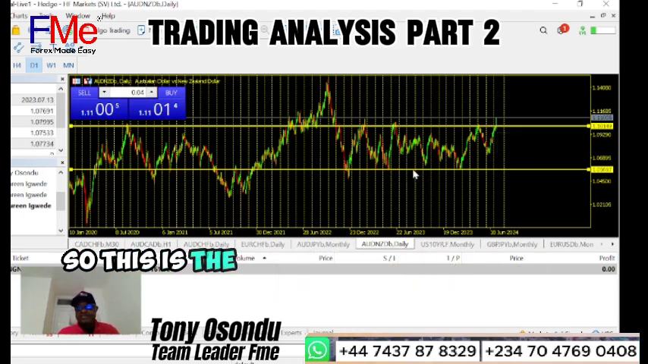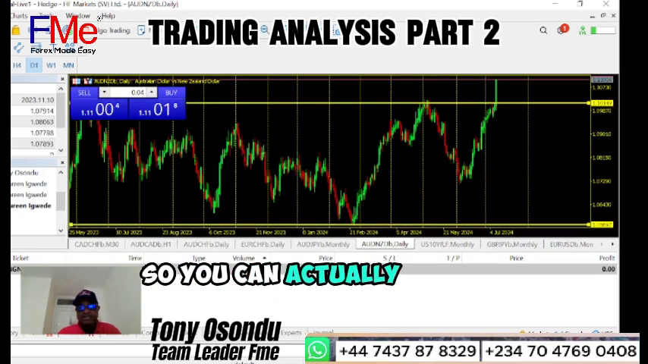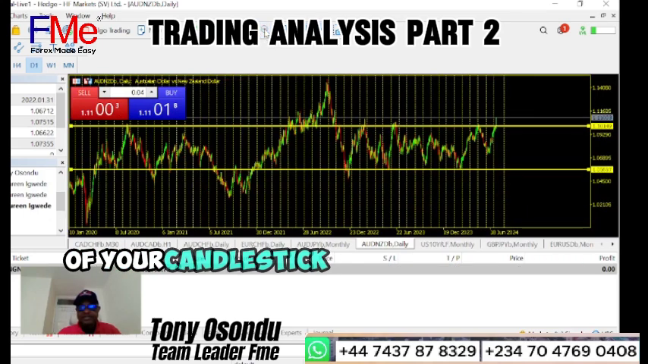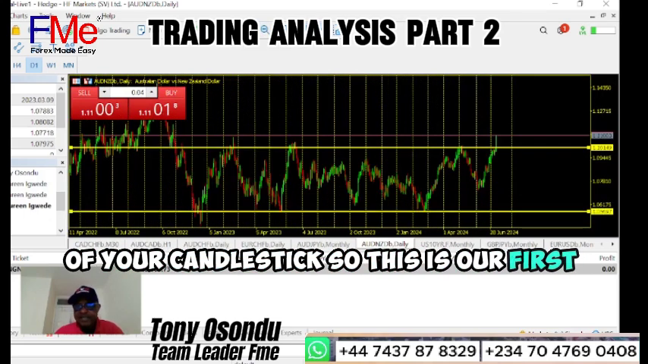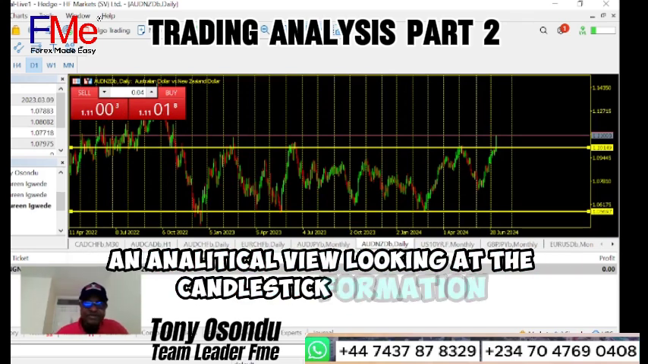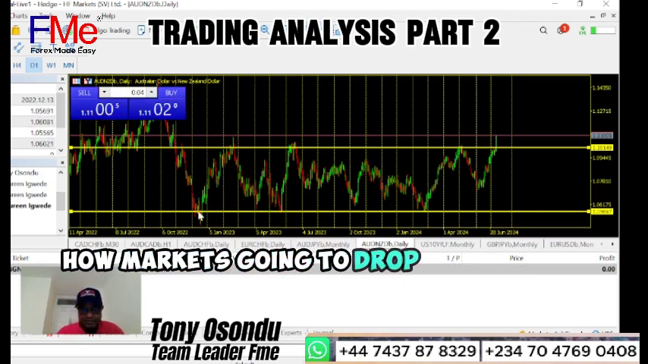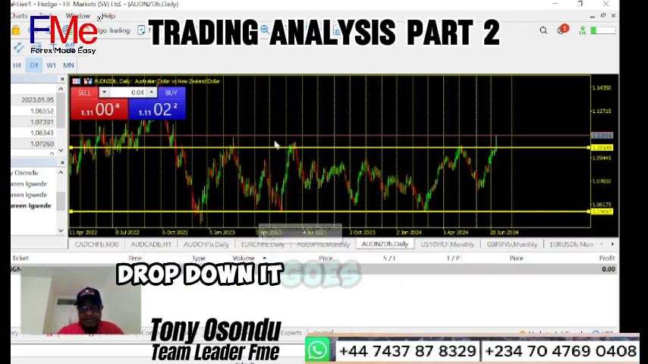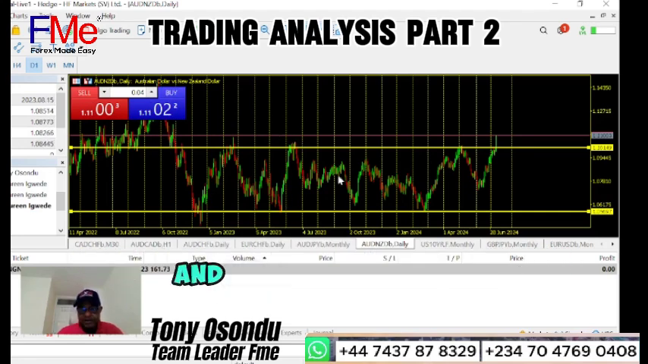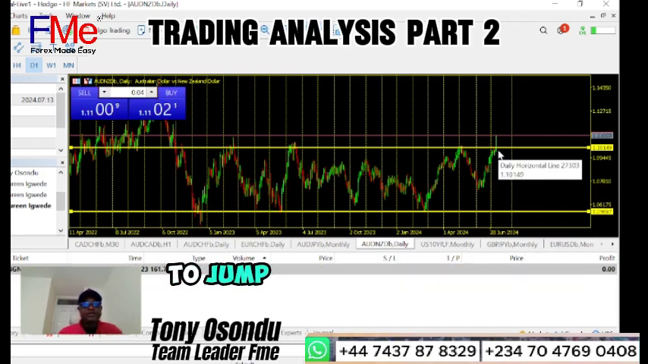So this is the beginning of our practical analysis. You can zoom in and then zoom out and have a clear view of your candlesticks. So this is our first analytical view, looking at the candlestick formation and what the candlestick is telling us: how the market is going to drop down and go up. It drops down, it goes up. It drops down, touches support, goes back and touches resistance, and goes up and down in waves. And that is giving you a potential area to jump into the market.